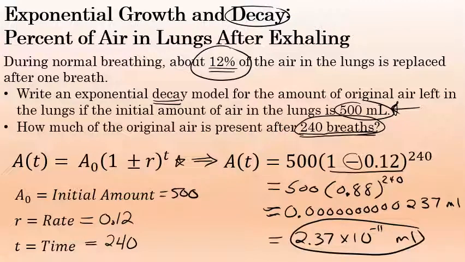If the initial amount of air in the lungs is 500 milliliters, and 12% is replaced with each breath, after 240 breaths there will only be 2.37 times 10 to the negative 11th milliliters of original air left in the lungs.